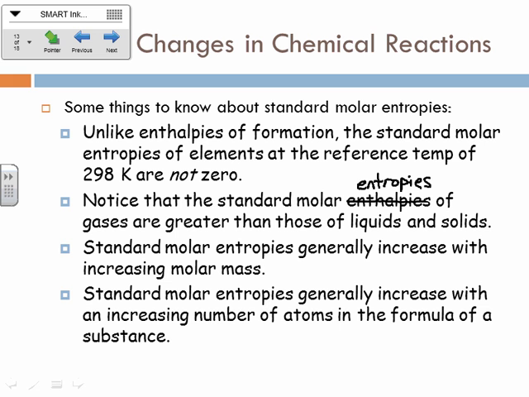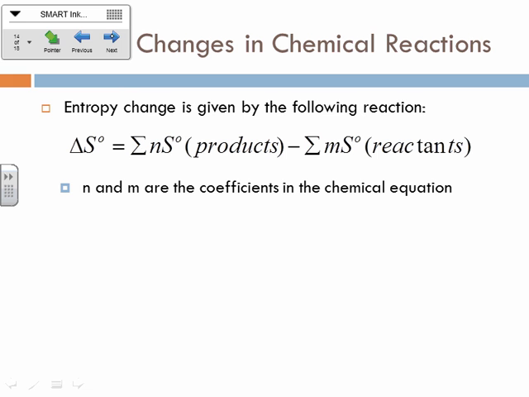Standard molar entropies generally increase with increasing molar mass, okay? The bigger the molecule, typically the more disorder there is, because within the molecule itself, now you've got more moving parts. You've got more protons, you've got more electrons. So the more you have, the bigger it is, the more chaos there is usually in that system, okay? Standard molar entropies generally increase with an increasing number of atoms in the formula of the substance, okay? And again, that's because of that vibrational motion that happens. So the more atoms you have in the molecule itself, the more motion is taking place between the atoms, and that's when you get higher entropy.